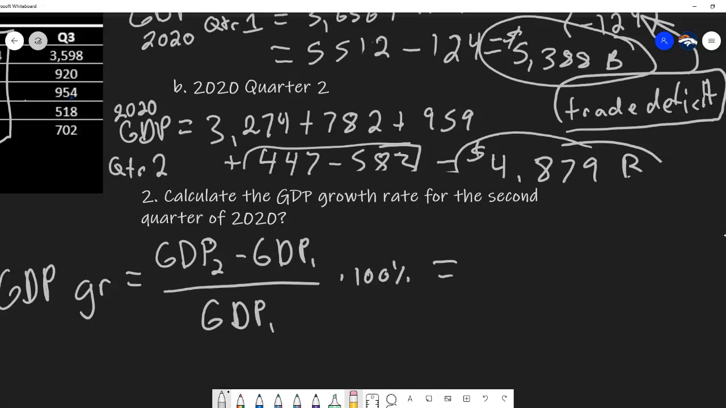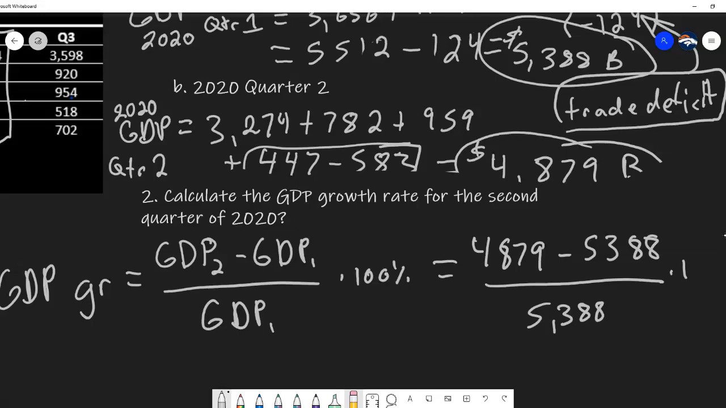If we're looking at the very last quarter, so quarter 4 GDP growth rate, it would be quarter 4 minus quarter 3 divided by quarter 3. But because this is nice and easy, we're going to leave second quarter we're calculating. So you just sub in there, your GDP2 is that second quarter of 2020. So 4,879 minus our quarter 1, the most recent previous one, 5,388, divided by 5,388 times 100%.